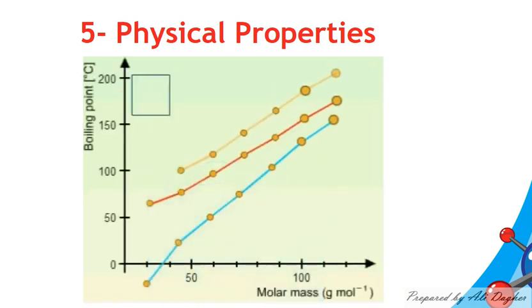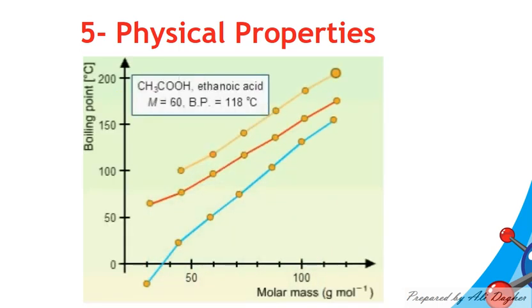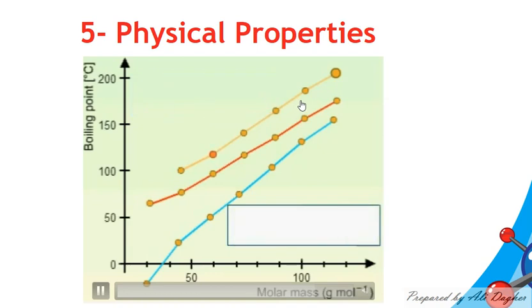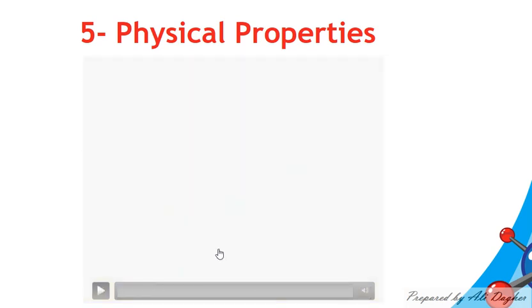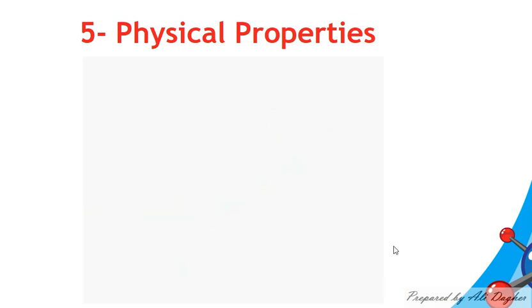For example, the boiling point of ethanoic acid is much higher than that of propan-1-ol. In the case of carboxylic acid, we have two hydrogen bonds. In the case of alcohol, we have one hydrogen bond, so the boiling point of carboxylic acid is higher than that of alcohol of the same molar mass, and higher than that of aldehyde because the hydrogen bond in aldehyde is weaker than that in alcohol and in carboxylic acid.